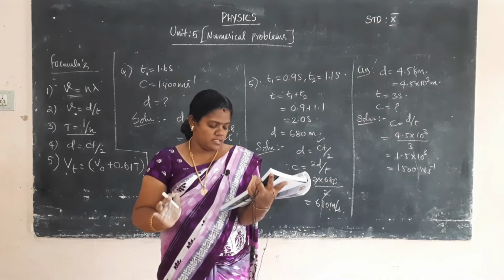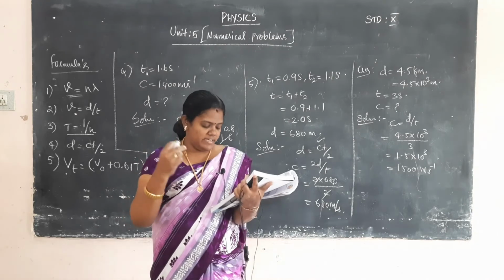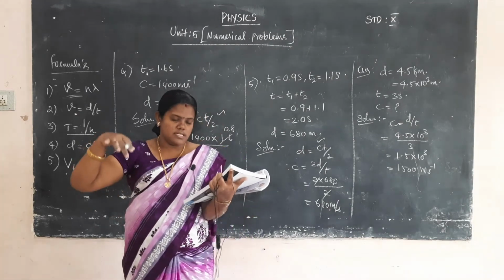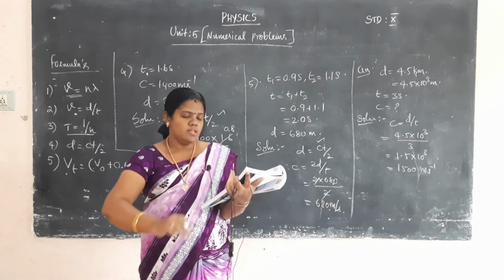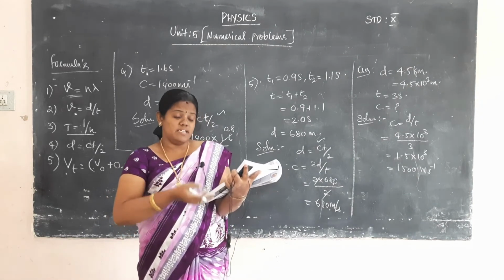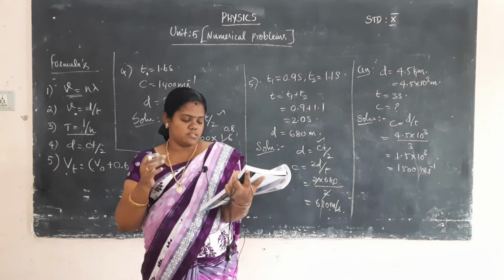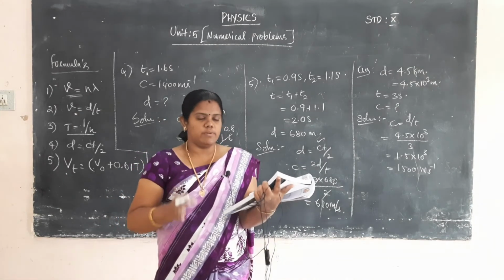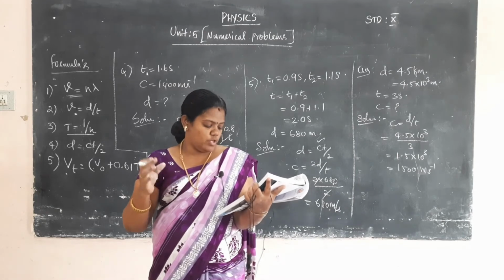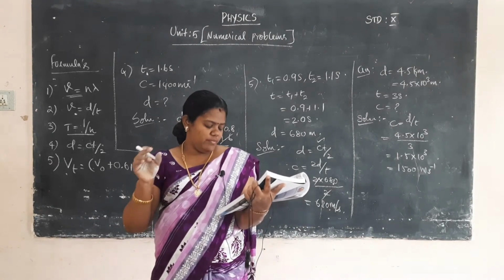So what's the question? The sound signal is sent from a ship towards the bottom of the sea, and the signal is received after 1 second. So the time t is equal to 1 second. What is the depth of the sea? The D value we want to calculate.